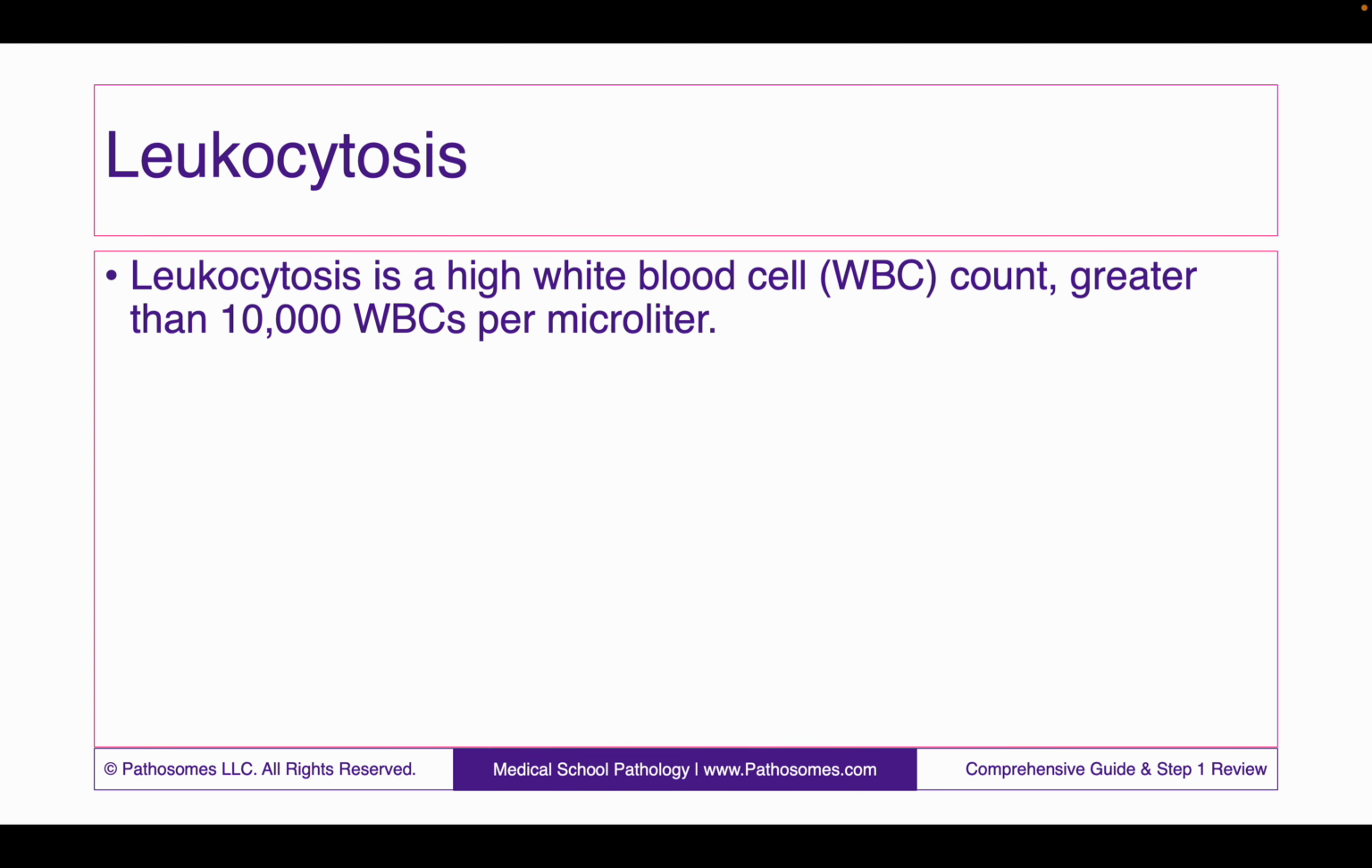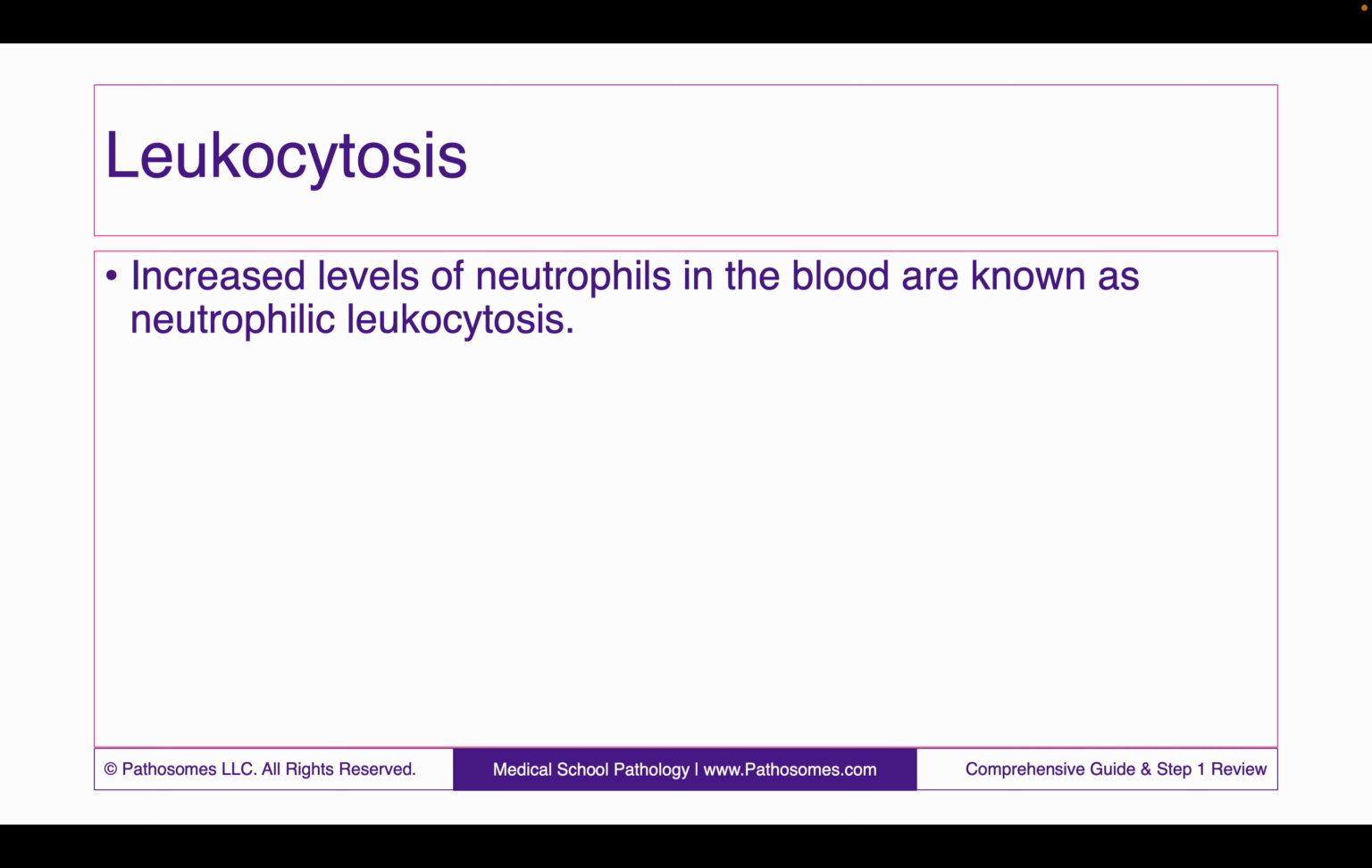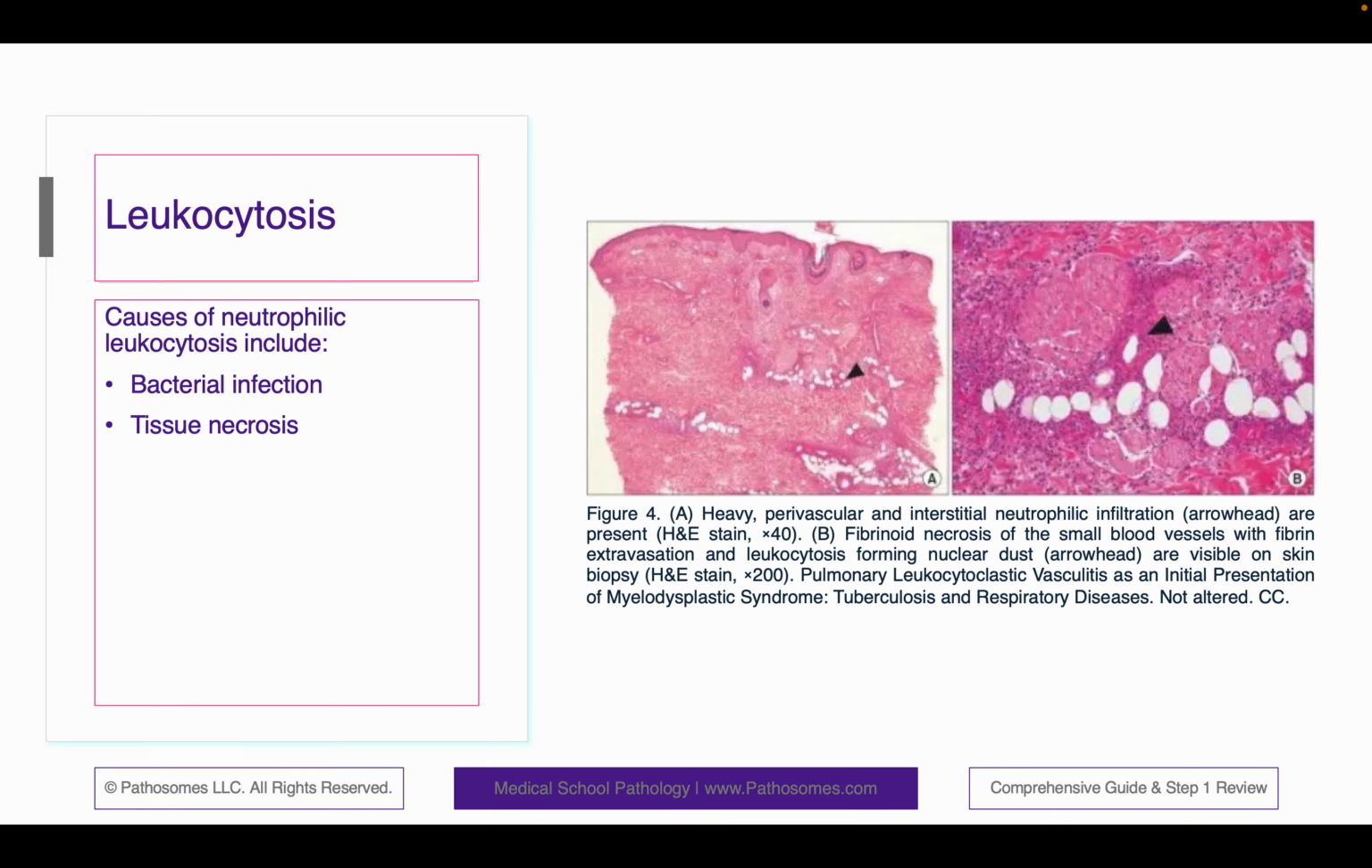Leukocytosis is a high white blood cell count, which is greater than 10,000. Hammer on home these values, they must be important. Increased levels of neutrophils in the blood are known as neutrophilic leukocytosis. Causes of neutrophilic leukocytosis include bacterial infection or tissue necrosis.